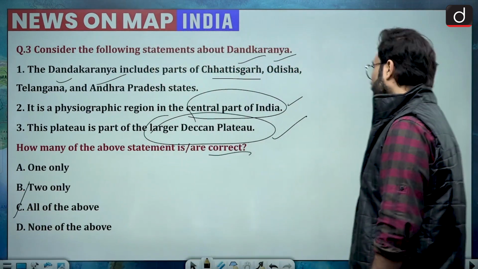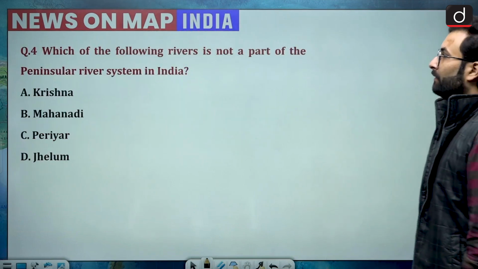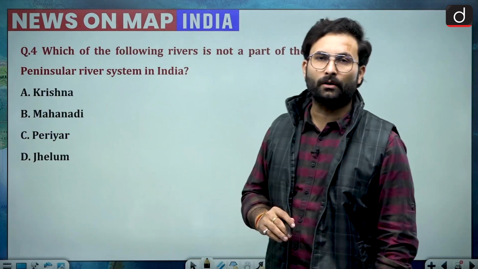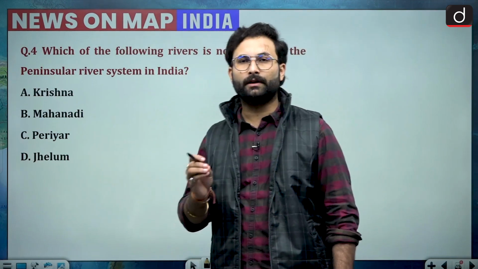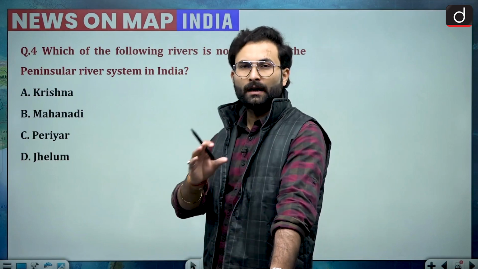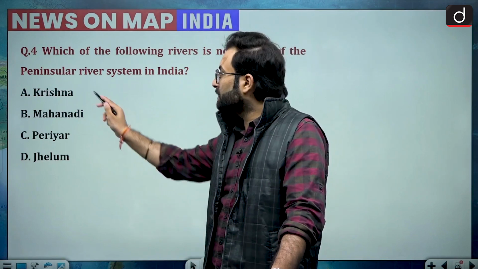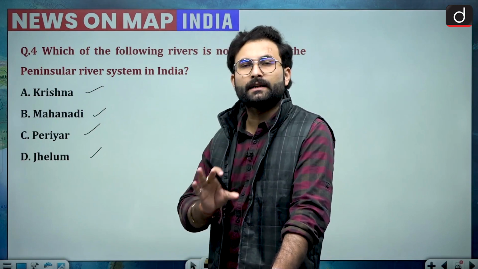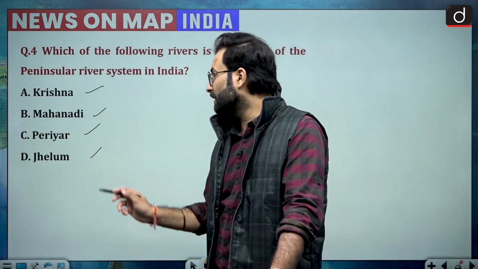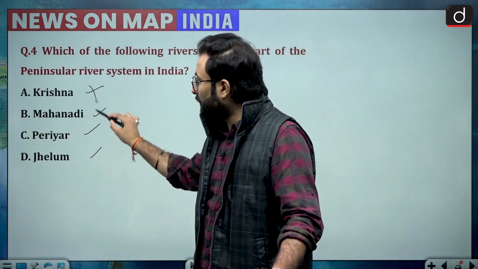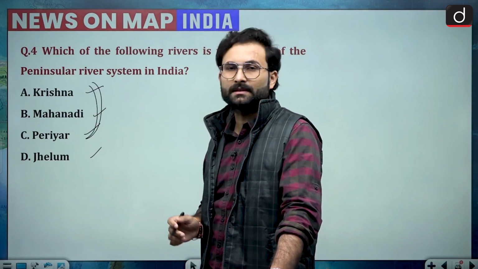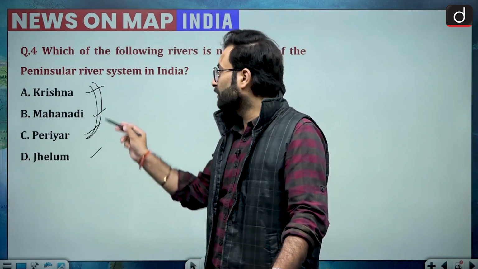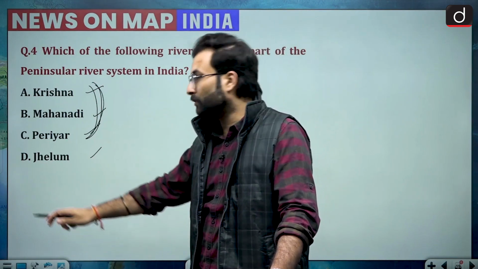Question number 4. Which of the following rivers is not part of the peninsular river system in India? This is quite an easy question, because as a UPSC aspirant you must know a basic map. Krishna, Mahanadi, Periyar and Jhelum. The Indus Water Treaty has been in the news, that is why we have taken this question. And these three rivers, you can tell by the name. If you have a little bit of knowledge of the geography of India, you might know that these are peninsular rivers. Option D would be your right answer.